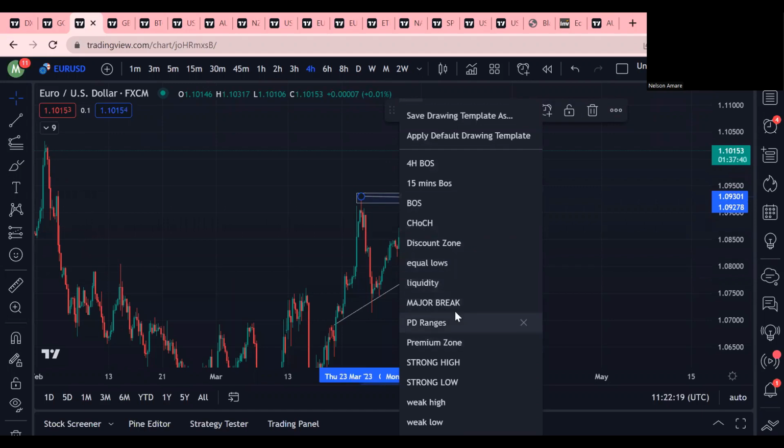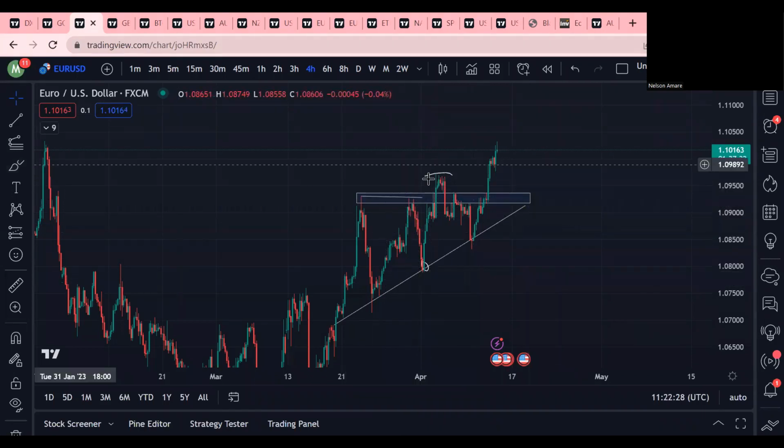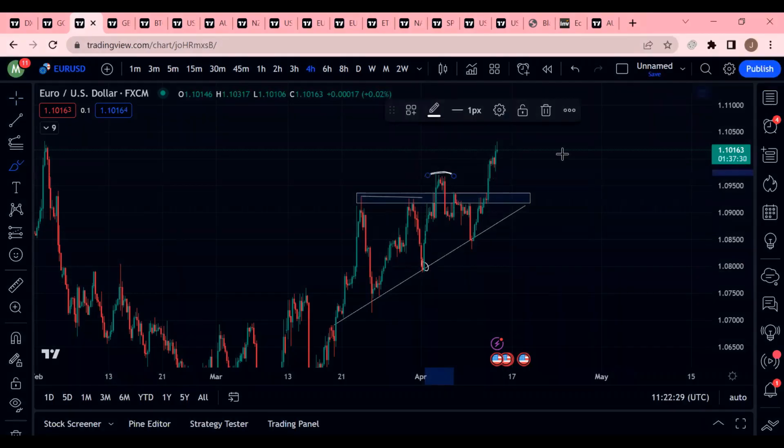Are you getting it? So it was an equal high to me. Here's my equal high. So I didn't trade it to the downside. I waited for this particular break. Are you getting it? I waited for that particular break. Then after breaking, I took a sell.